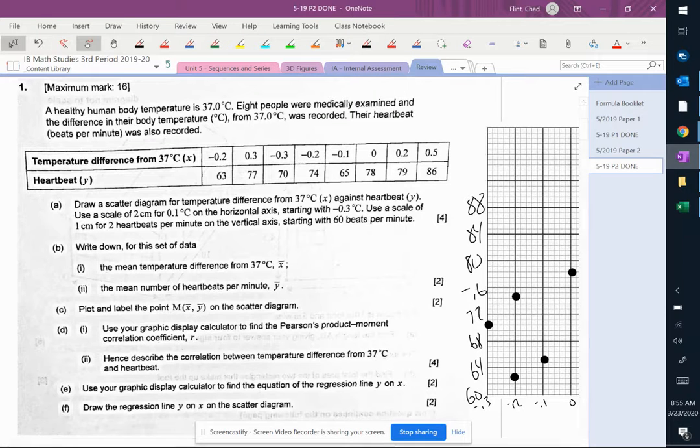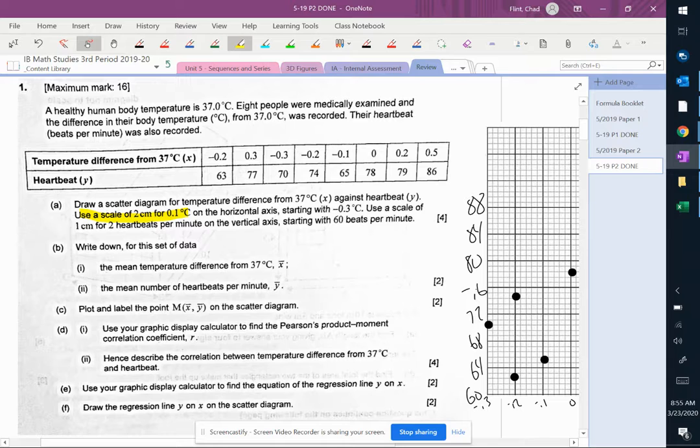All right, so we need to do a scatter plot. I didn't have a piece of graph paper, so I Googled it and I found kind of a half a piece of graph paper. So I'm going to talk about a couple things that I did that you want to make sure you don't do. So it says make a scatter plot, and it says use 2 centimeter scale for 0.1 Celsius.